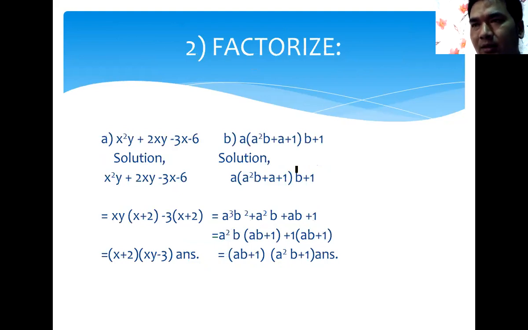See here. In this question, write the question again: x square y plus 2xy minus 3x minus 6, and here are 4 terms. In this question, look, a into (a square b plus a plus 1) kept in bracket, into b. This b also multiplies inside all 3 terms, and this a also multiplies inside the 3 terms, plus 1 backside.